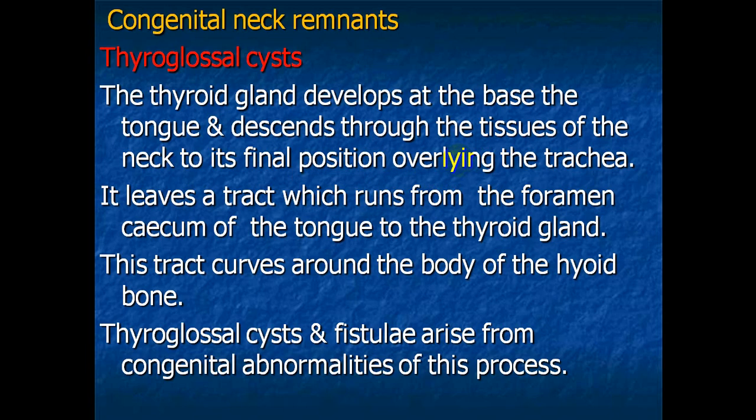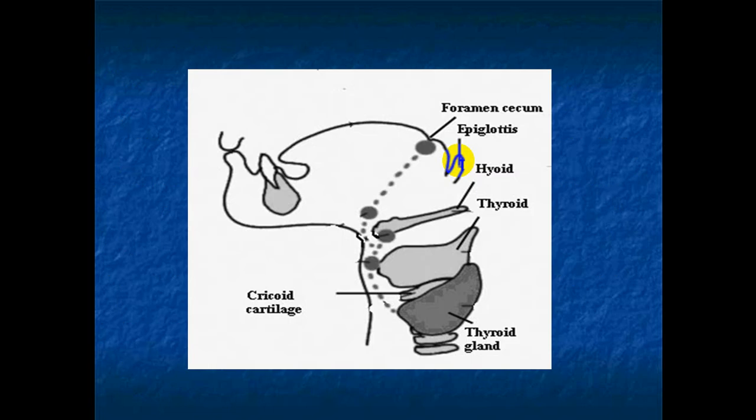The thyroid gland develops at the base of the tongue and descends through the tissue of the neck to its final position overlying the trachea. It leaves a tract which runs from the foramen cecum of the tongue to the thyroid gland. This tract curves around the body of the hyoid bone. Thyroglossal cysts and fistulae arise from congenital abnormalities of this process.